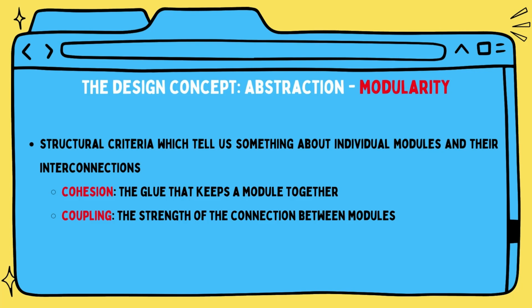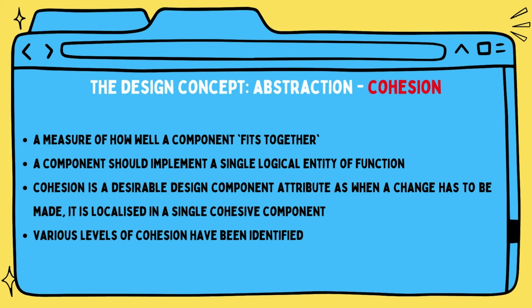Cohesion is the glue that keeps a module together. Coupling is the strength of the connection between modules. Cohesion is a measure of how well a component fits together. A component should implement a single logical entity or function. Cohesion is a desirable design component attribute, as when a change has to be made, it is localized in a single cohesive component. Various levels of cohesion have been identified.